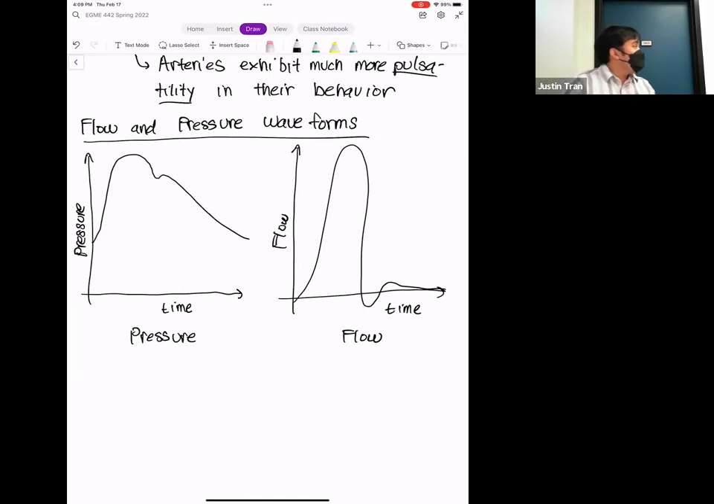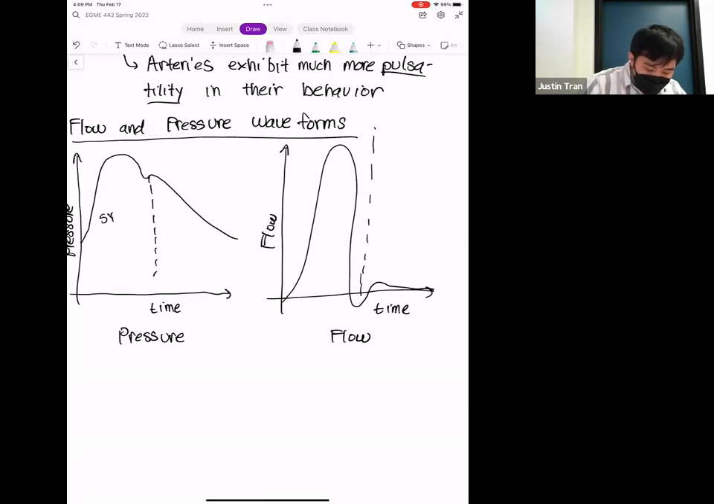Right. And so this is what I mean by pulsatility. And so you have periods where the pressures and the flows are spiking upwards, and then you have a period of relaxation when the curves come down. Okay. And remember, we distinguish between the two phases of the waveform based on what the heart is doing.